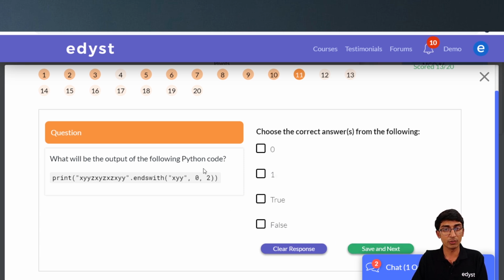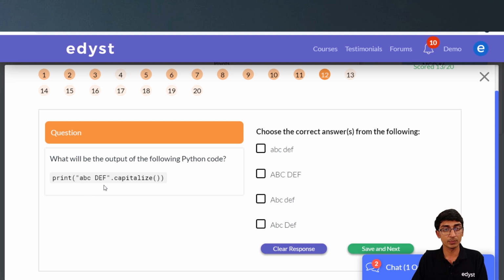What will be the output of the following Python code? Print so and so dot endswith xyy, 0 comma 2. In 0 comma 2, that is index 0 and 1, and we don't take the second element. So it's just 0 and 1, that is in xy. We want to check if it ends with xyy. It does not end with xyy because we are just checking these two elements. So therefore it's False.